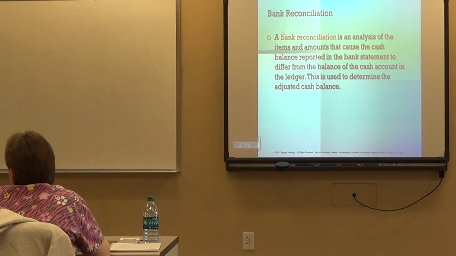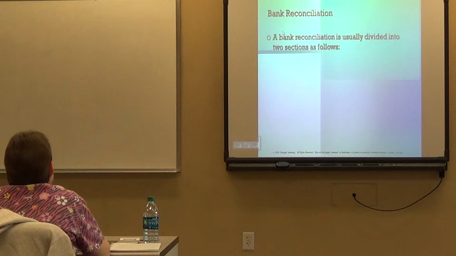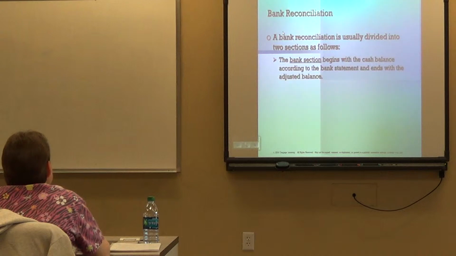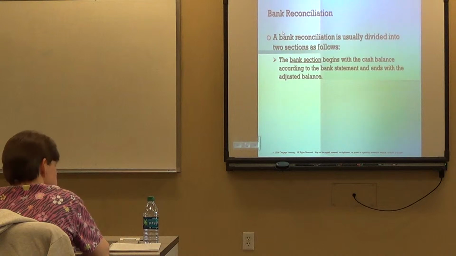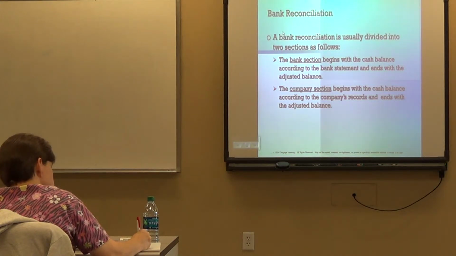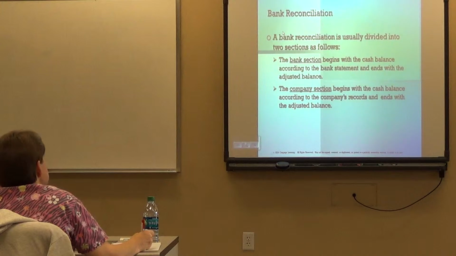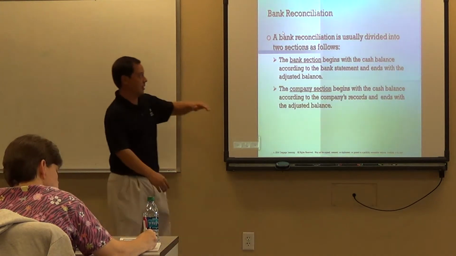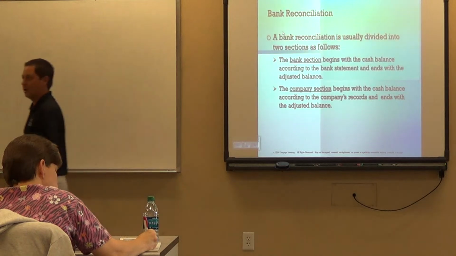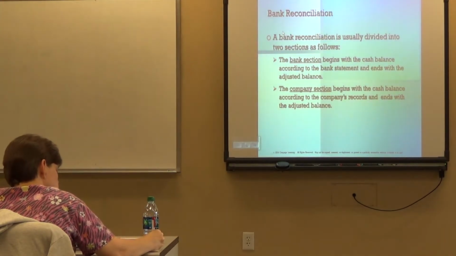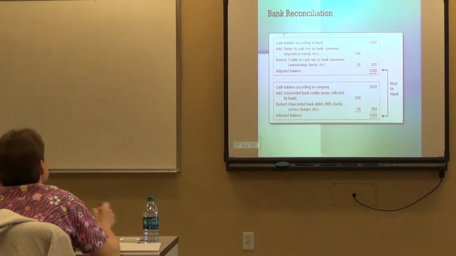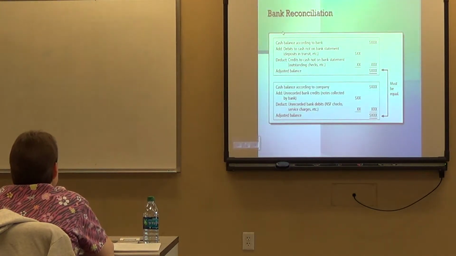But as a part of this, we still have to do that for internal controls because we want to make sure everything does balance out and figure out what's happening. So bank reconciliation is usually divided into two sections. The first is the bank section, which has your cash balance, and then it ends with the adjusted balance. And then the company section that has the cash balance, and then ends with the adjusted balance on both sides of those things. So we have the bank's side of the picture, and then we have the company side of the picture. And so now we've got to figure out what the differences may be, what's out there hanging. And they should equal, right? We want them to balance. Both sides, they should be saying the same thing.